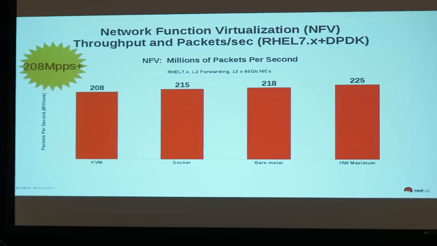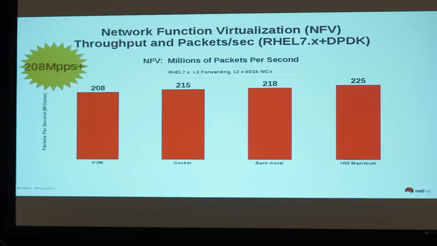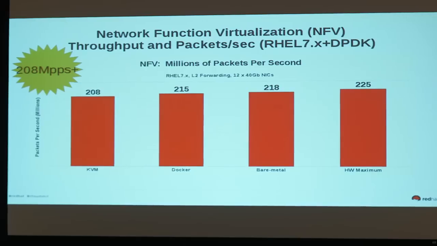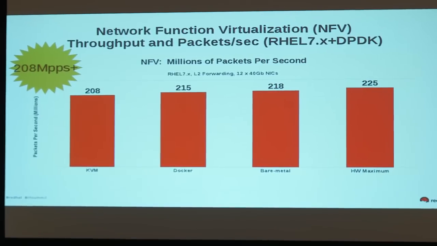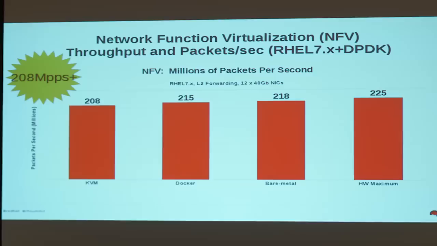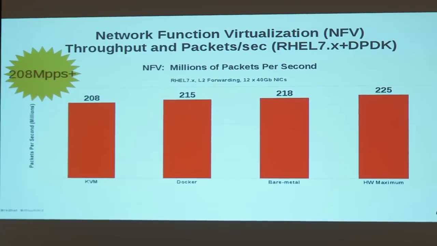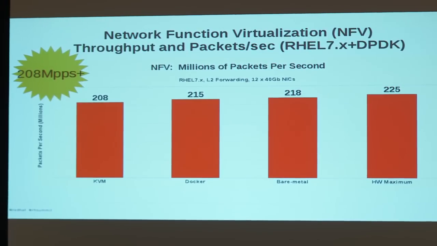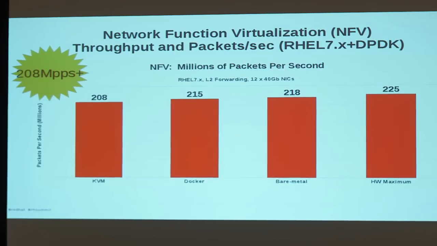So let's see, last week these tests were run. The performance team did some tests with different NFV configurations that we can do today. Starting from right to left, the hardware maximum is 255. Bare metal got 218. Docker could get 215, and KVM got 208. And this is really excellent results for KVM.